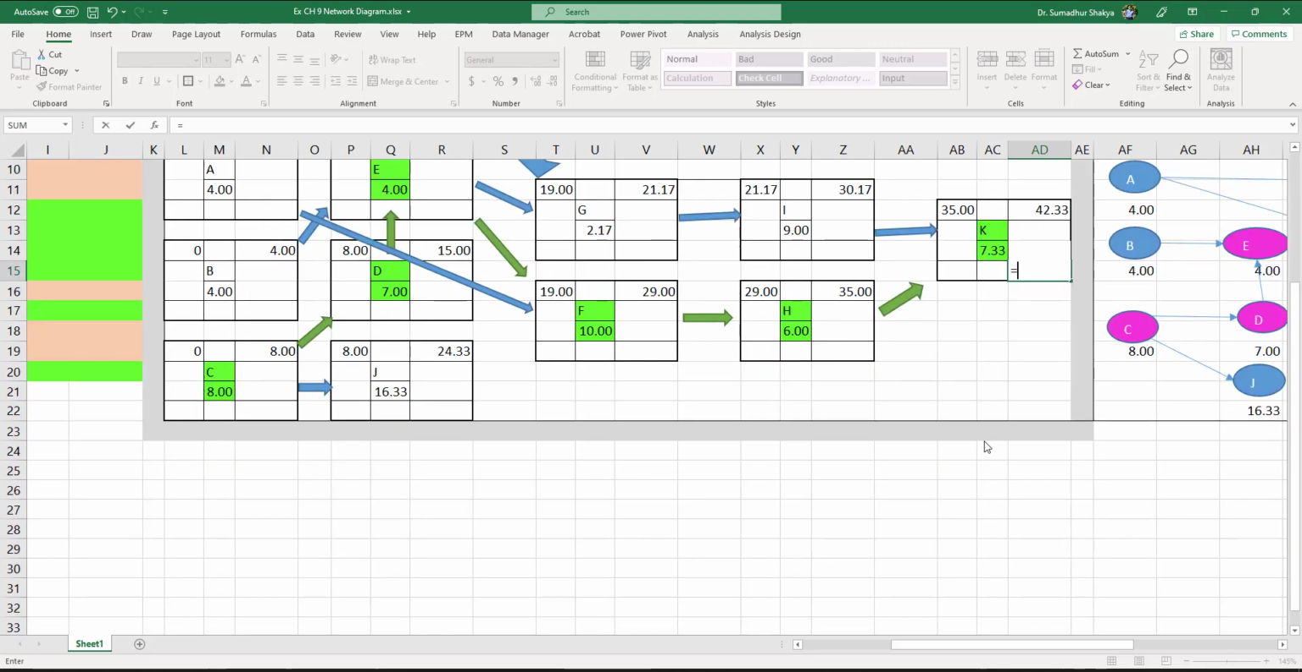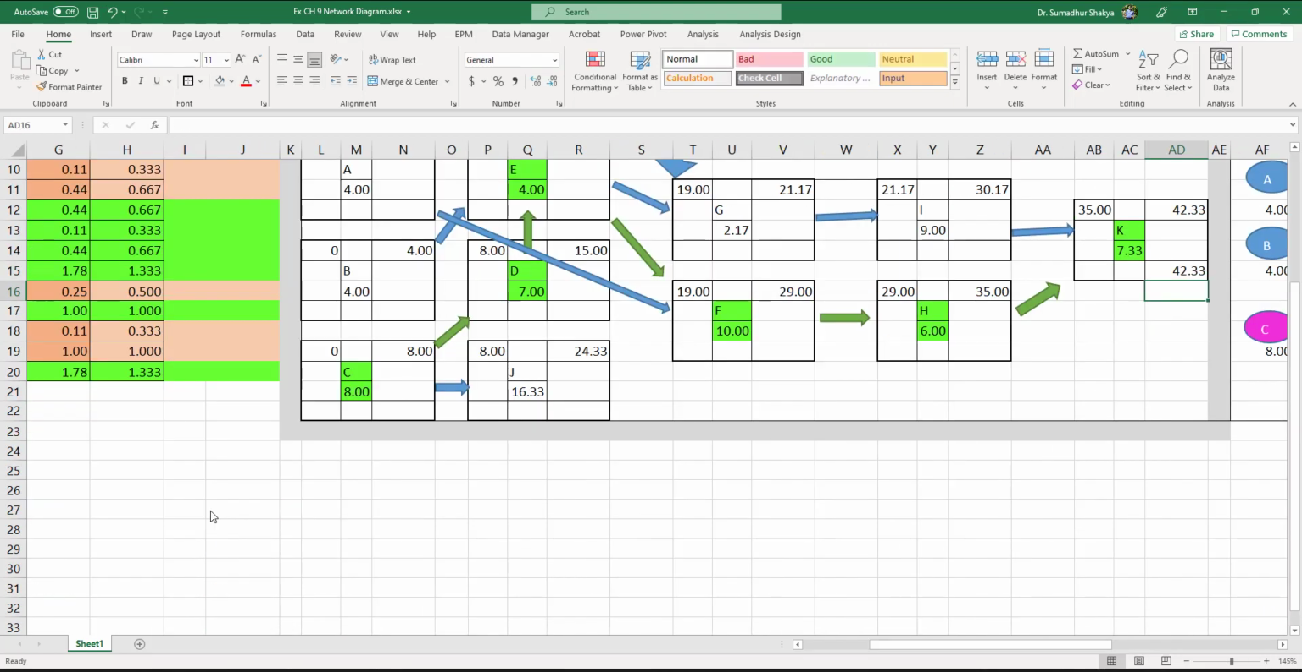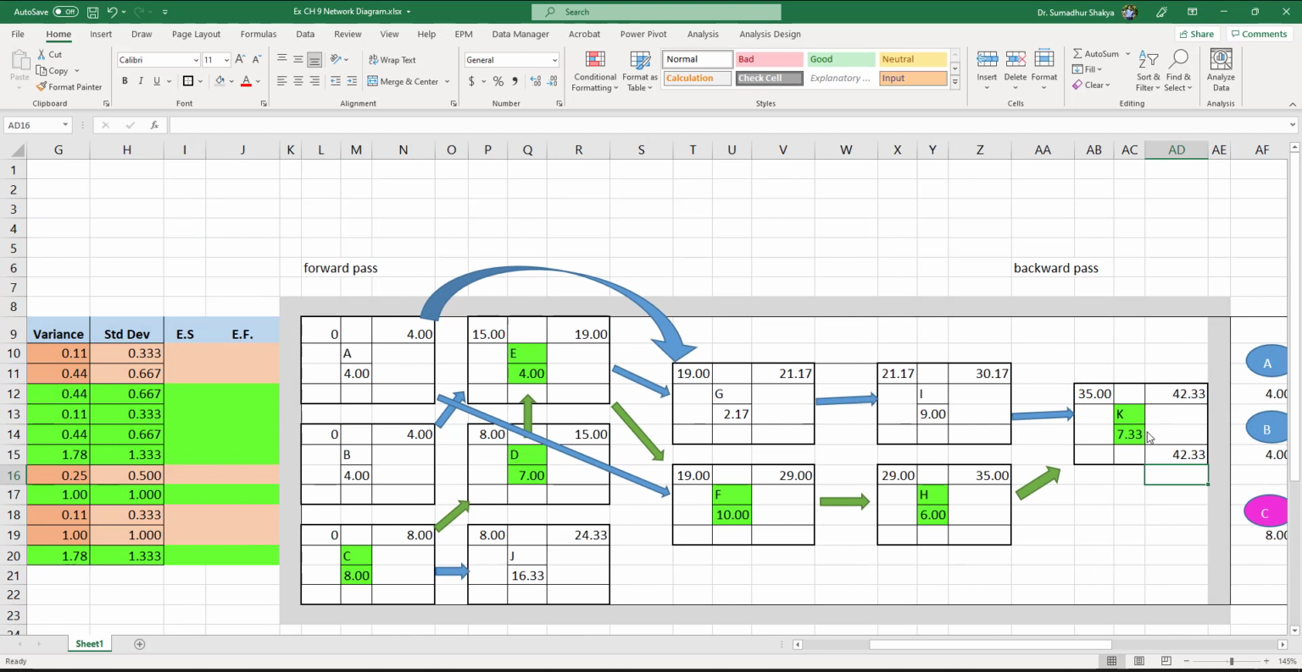So either you can take it from here, or just to be safe, I'm going to start from the CPM method. Okay. Now, at this time, the late finish time, the latest I have to finish this activity K, is 42.3. Therefore, the latest I have to start this activity, knowing that this activity itself takes 7.3 weeks, is going to be 35. So the latest I have to start this is by 35th week, because I have to finish this by 42.3 weeks. The activity itself is going to take 7.3. Therefore, I better start this by 35th week.